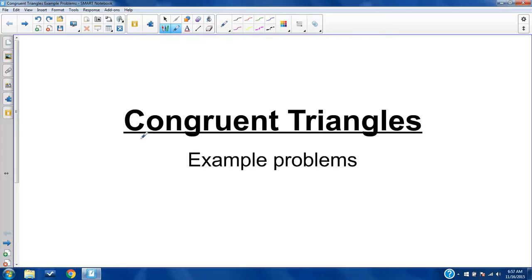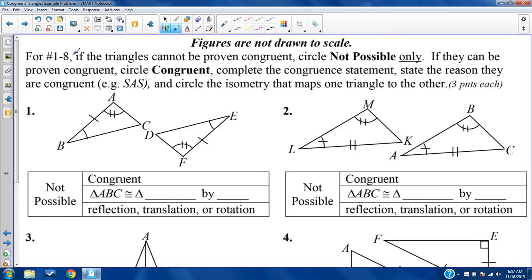Hello and welcome. You are looking at a few example problems covering congruent triangles. Let's go straight to work here, and there will be 8 problems here that will be the exact same. Let's read the directions here.